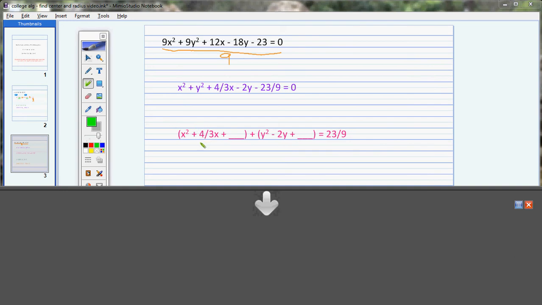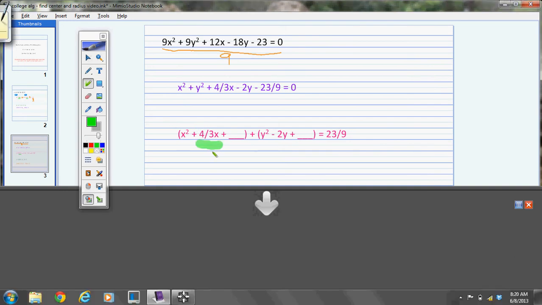It says take the middle number, which in this case is a positive 4/3. So we're going to take that positive 4/3 and we are going to divide it by 2. Positive 4/3 divided by 2 gives me a positive 2/3. We're going to circle that because we're going to use it later.